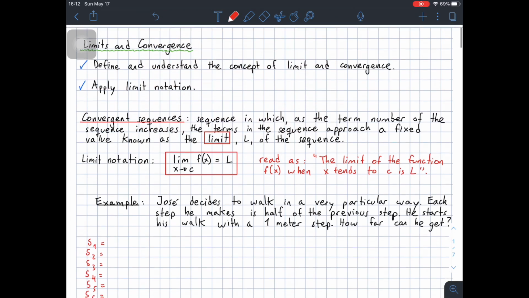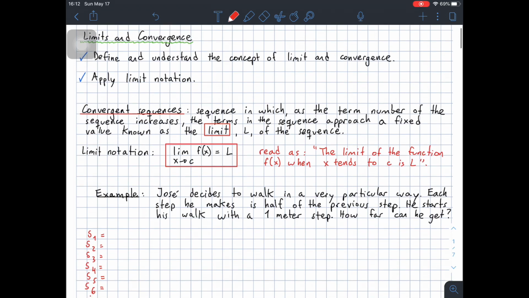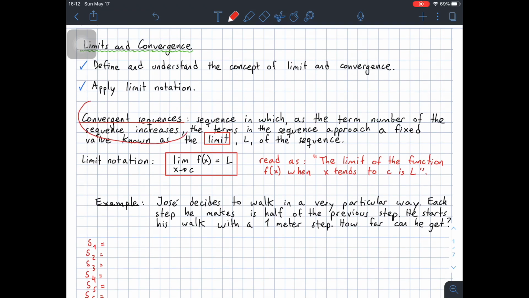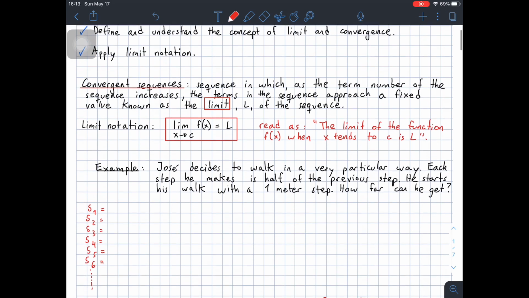So let's start by defining what convergent sequences are. This is a concept that we've seen already in algebra. A convergent sequence is a sequence in which, as the term number of the sequence increases, the terms in the sequence approach a fixed value known as the limit L of the sequence. We've seen this in algebra when we talked about sums to infinity, right? Those were examples of convergent series or convergent sequences, so it's the same concept.